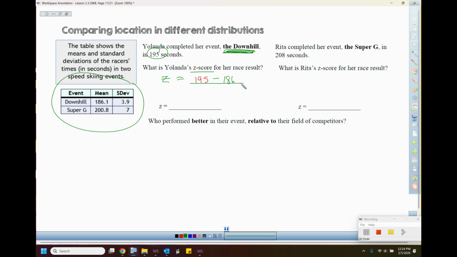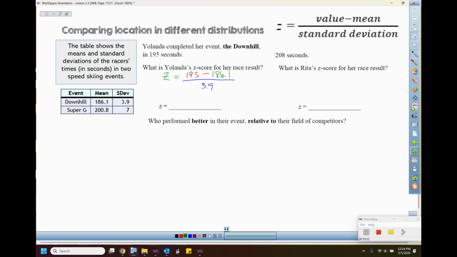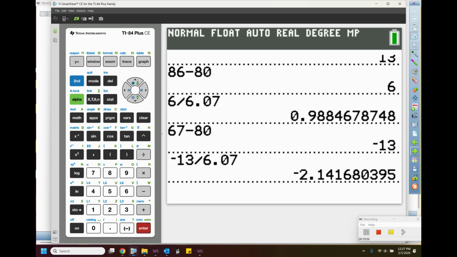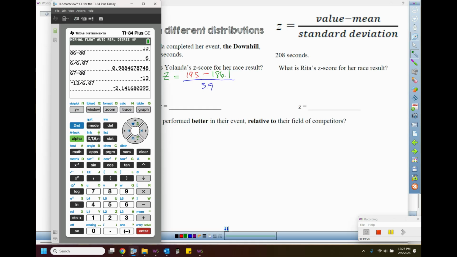And we have to divide that by the standard deviation. Isn't the standard deviation 3.9? Are we cool with that? So punch that numerator in first. 195. Take away 186.1. Hit equals, and then divide that by 3.9, because that's the standard deviation. So 8.9 divided by 3.9. I got this nasty number, round that to 2 decimal places. Did you guys get the same number I did? 2.28-ish? Yeah. Cool.